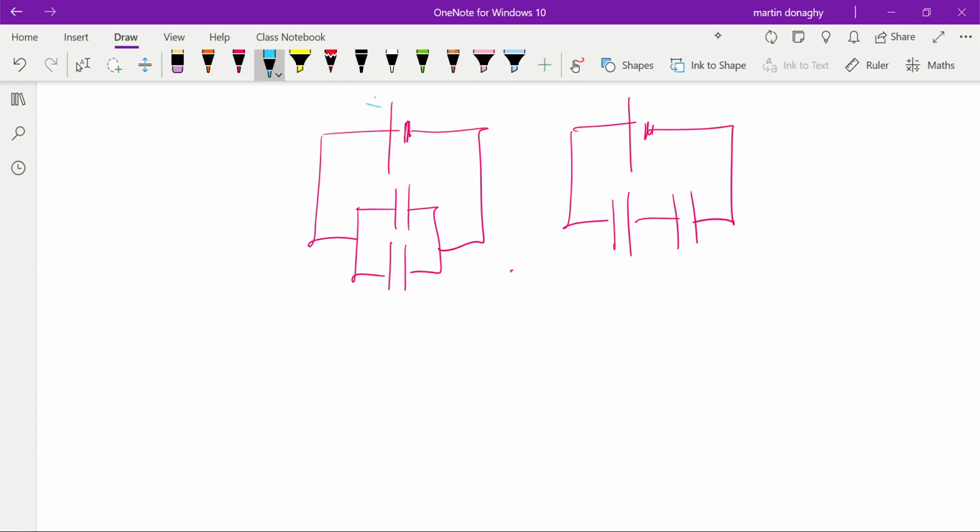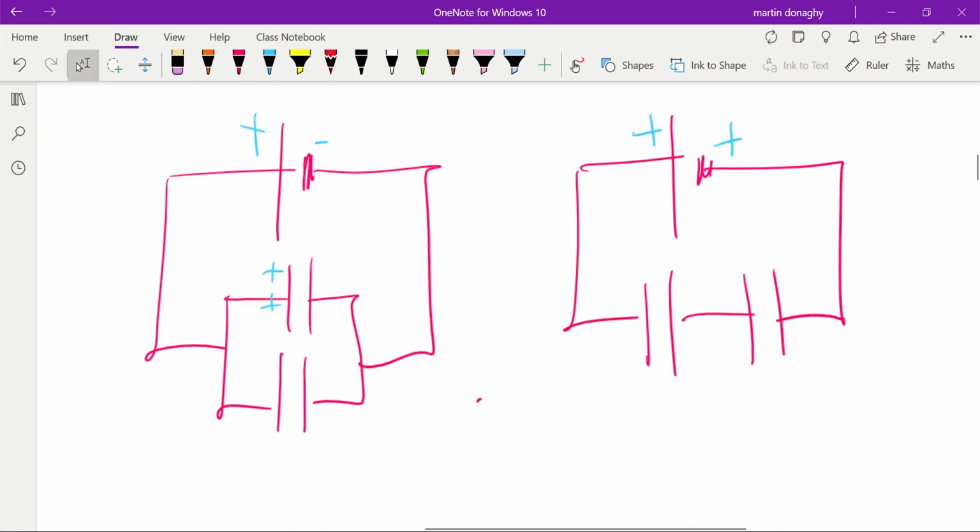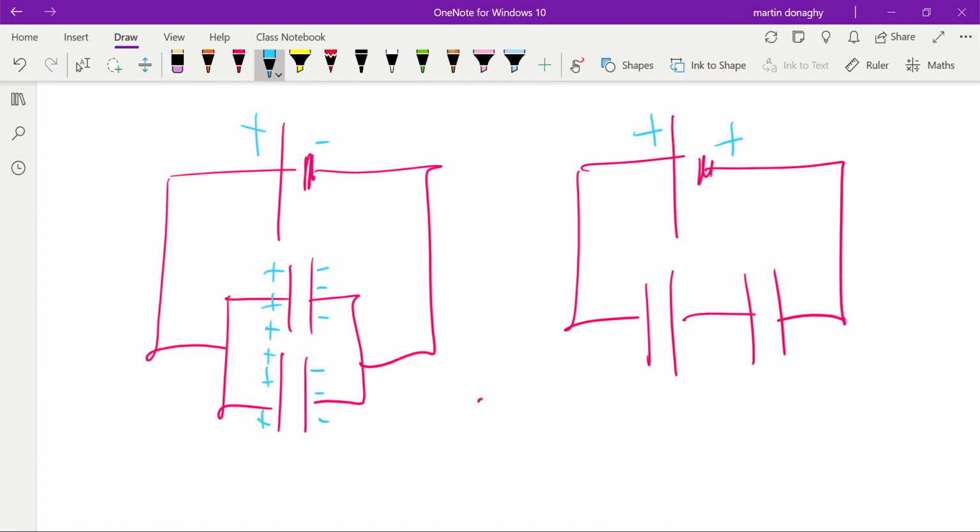the way this charges the capacitors is this plate will be positive. Just zoom in a little bit here because it's connected to the positive side. This will be negative. Likewise, this will be positive, and this side will be negative. With our ones that are in series, this will be positive, this will be negative, this will be positive, and this will be negative.